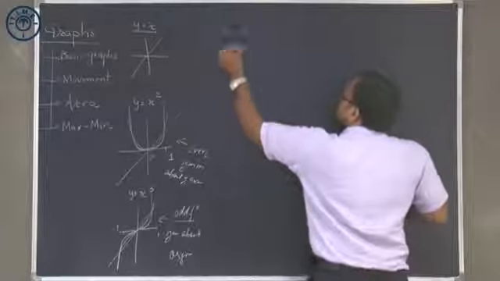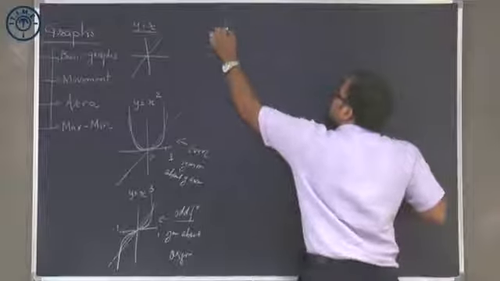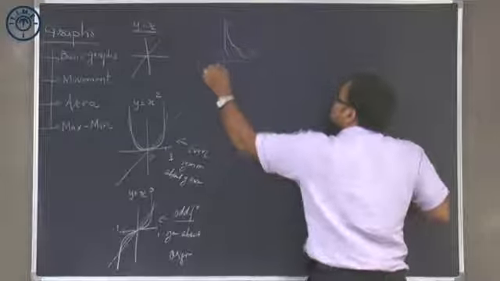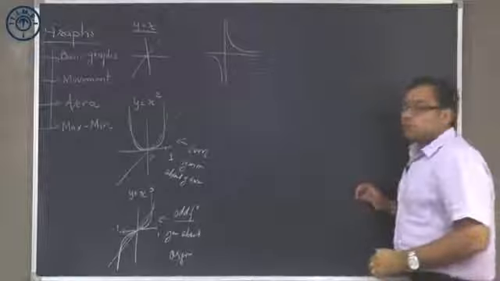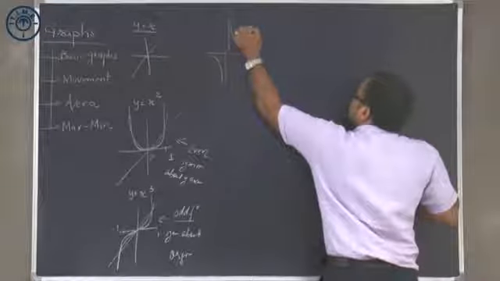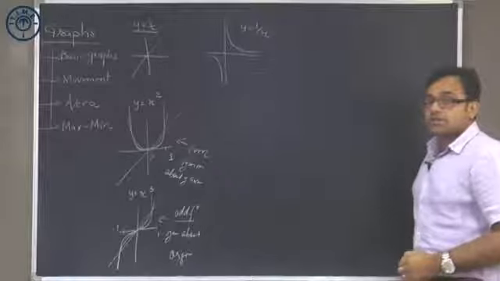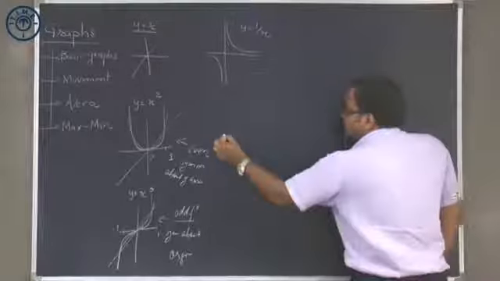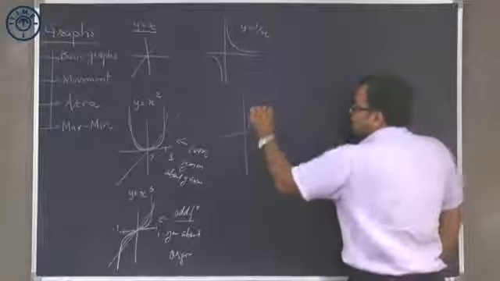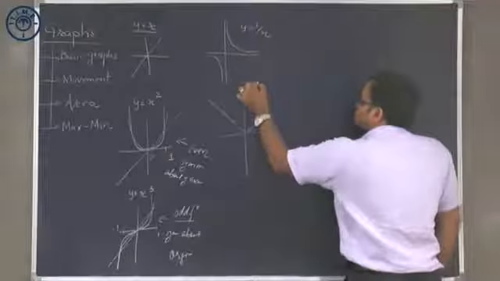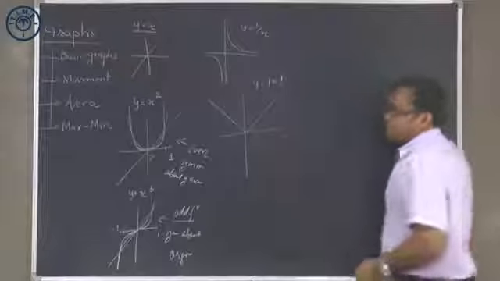Next one, the graph of y equals 1 upon x. 1 upon x has asymptotes about the center. So this is the graph of y equals 1 upon x. So xy equals a constant. Next up, the graph of y equals mod of x. So y is equal to mod of x.